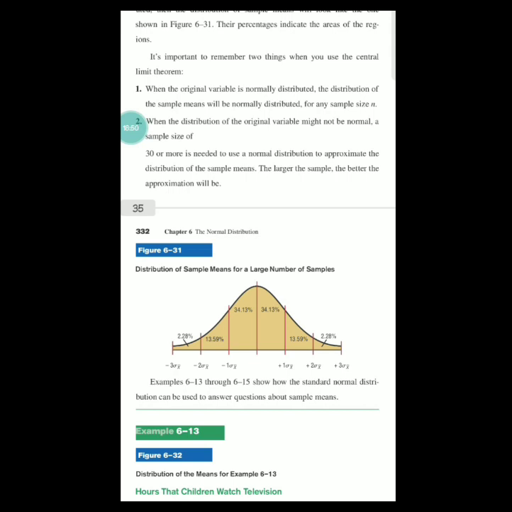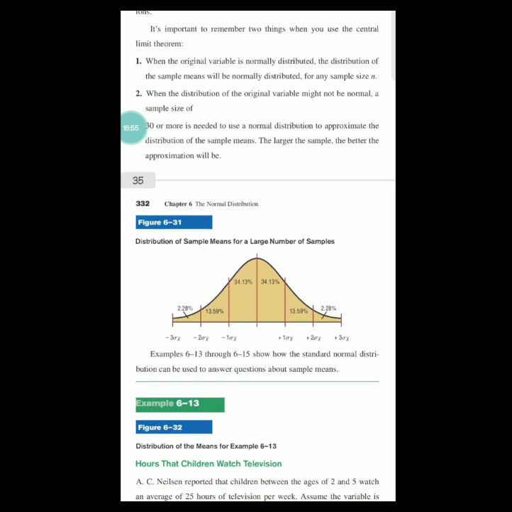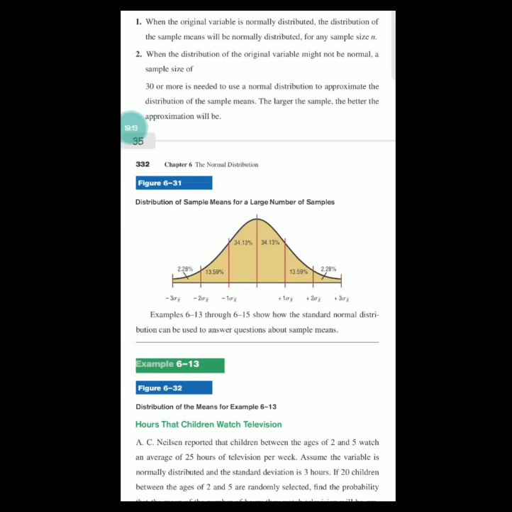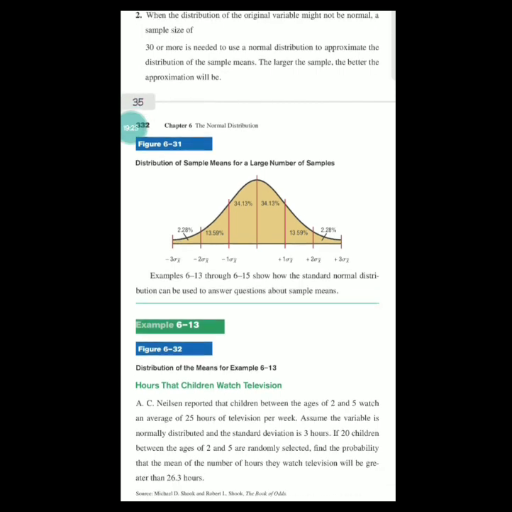So, it is important to remember two things when you use the central limit theorem. Number 1, when the original variable is normally distributed, the distribution of the sample means will be normally distributed for any sample size n. When the distribution of the original variable might not be normal, a sample size of 30 or more is needed to use a normal distribution to approximate the distribution of the sample means. The larger the sample, the better the approximation will be.